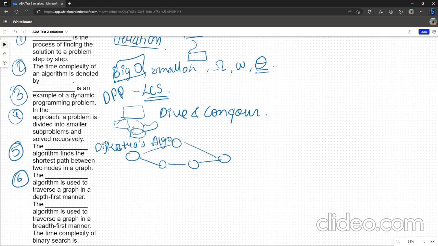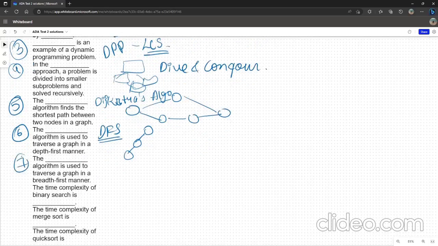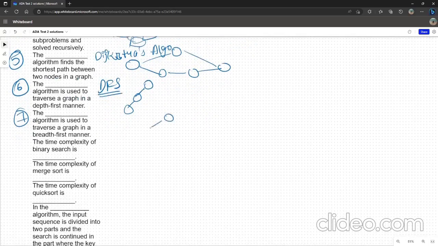Sixth question is the dash algorithm is used to traverse a graph in depth first manner. We traverse a graph in DFS manner, depth first manner, when we apply DFS, which is depth first search, to find an element. Seventh is the dash algorithm is used to traverse a graph in breadth first manner. We traverse a graph in breadth first manner when we apply BFS, which is breadth first search, to find an element in the graph.